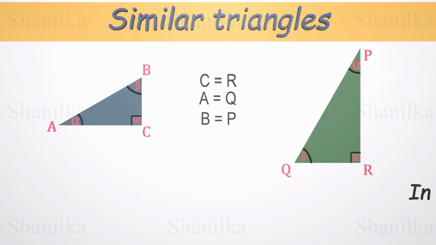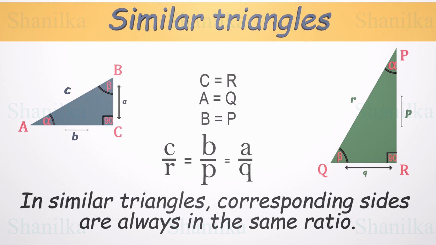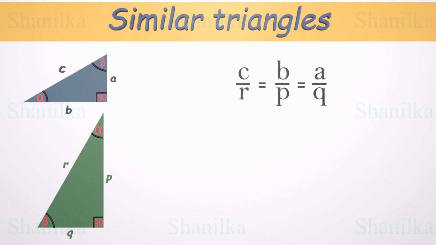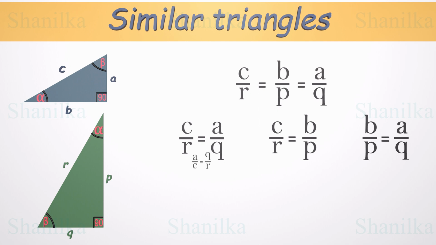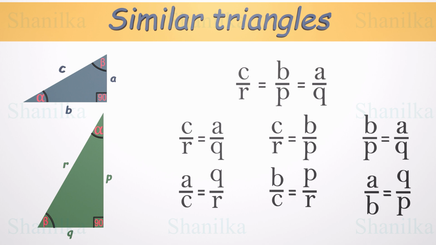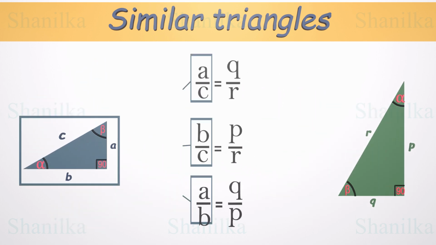Early mathematicians identified that, in similar triangles, corresponding sides are always in the same ratio. Now we have a relationship between 2 similar right-angled triangles. This relationship can be separated into 3 parts. Let's rearrange these 3 equations. Are you with me up to this point? So let's clear the rest and keep our last equations.